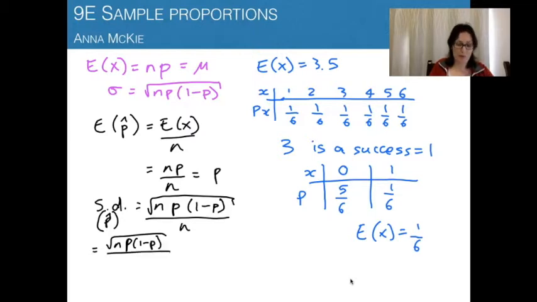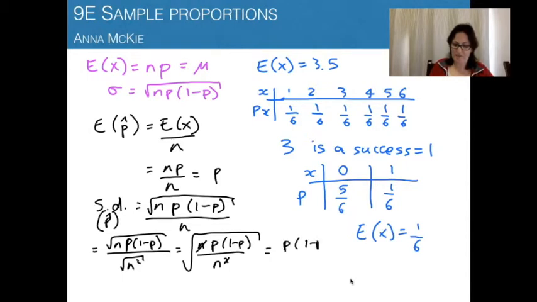If I change the denominator into n squared and the square root of that, essentially I've done nothing. But using surd laws, I can now extend that surd over the lot. And you can see that the n on the numerator and one of the n's in the denominator cancel out, and I'm left with this. And that's the formula that we're interested in for today. So that's the formula for the standard deviation of sample proportions.